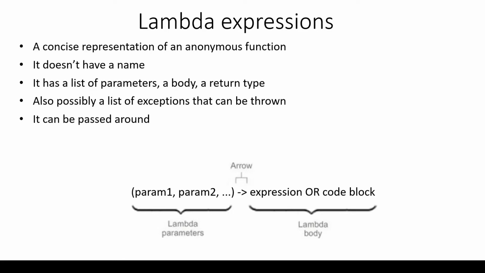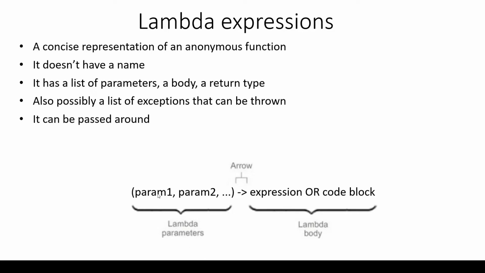Since it's anonymous, it doesn't have a name. It has a list of parameters, a body, a return type, also possibly a list of exceptions that can be thrown. It can be passed around like any other object to methods.